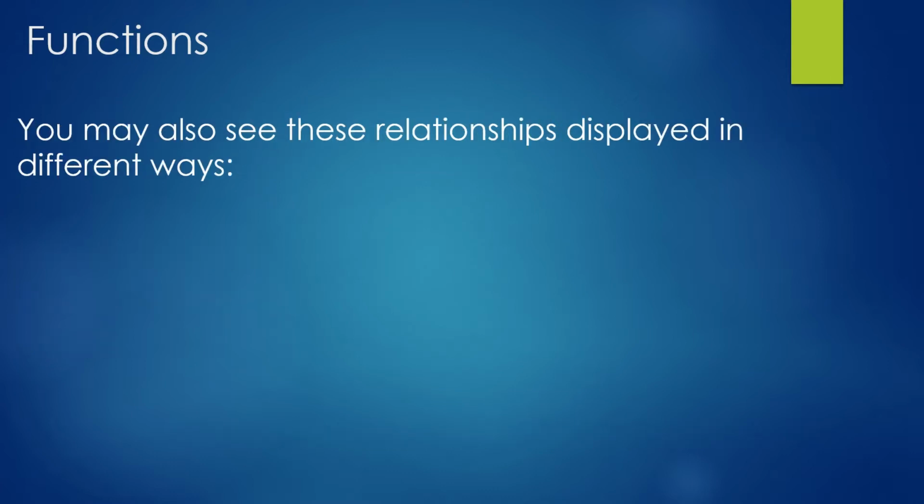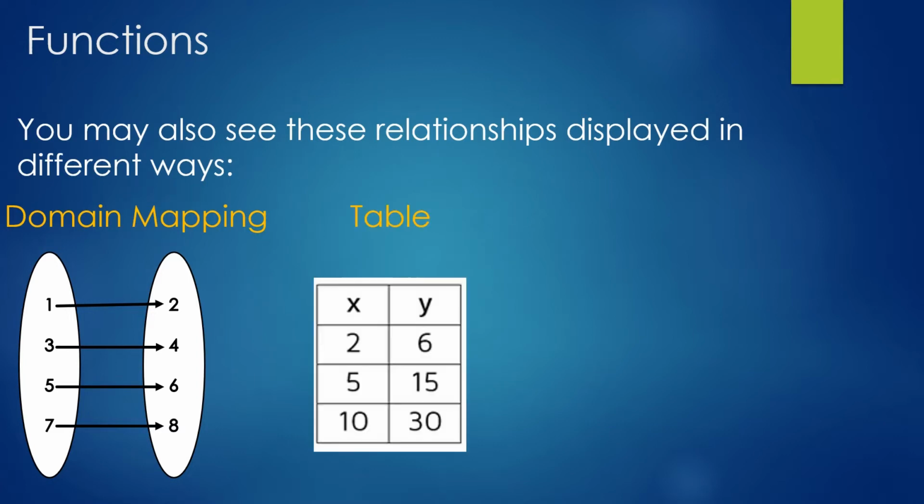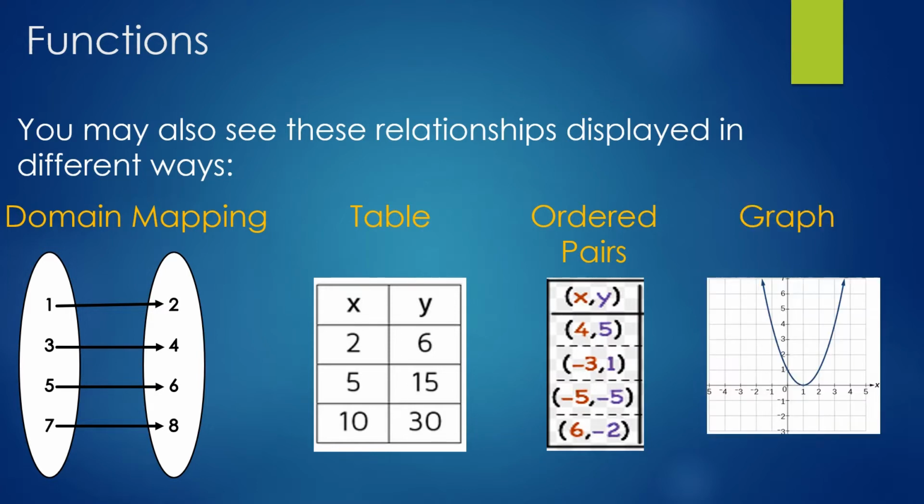You may also see them displayed in different ways, like domain mapping, which looks like this. Here you have two sets, and they have an input going to an output. You could also have a table, which is x and y's, or domain and range, or inputs and outputs. You can also have an ordered pair, which is just points off of a graph, or simply a graph. We're going to show you how to deal with each of these today.